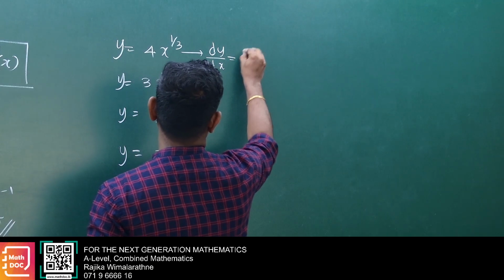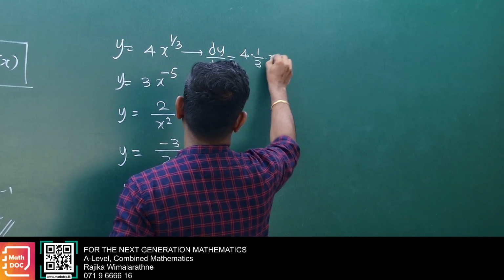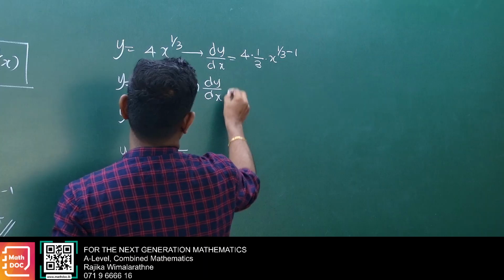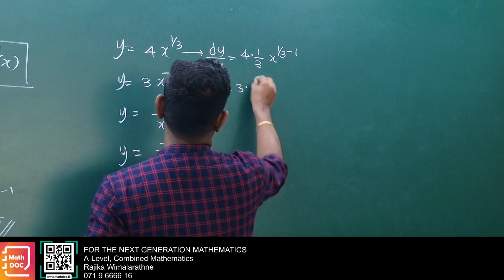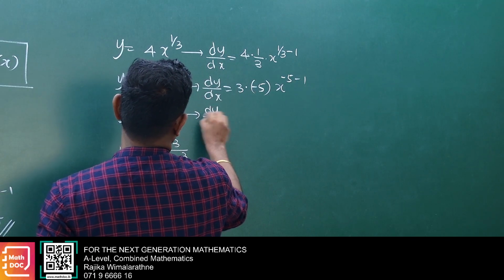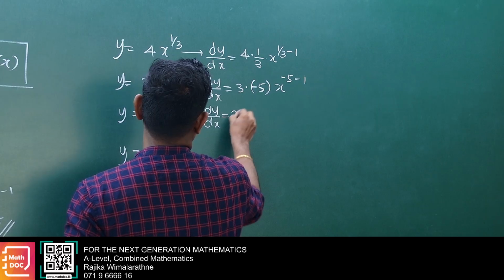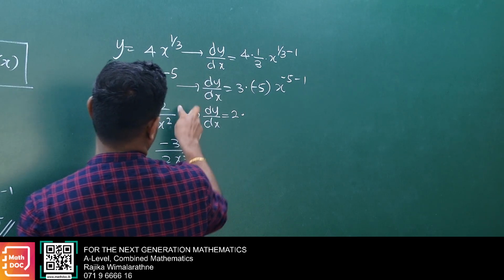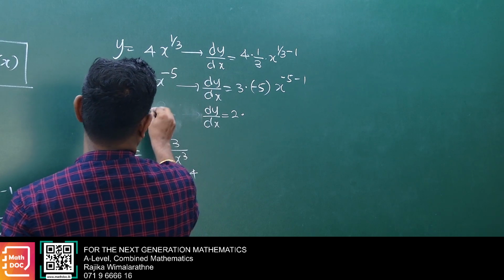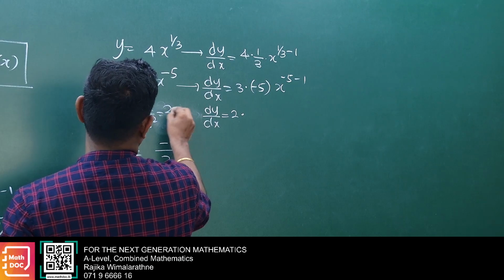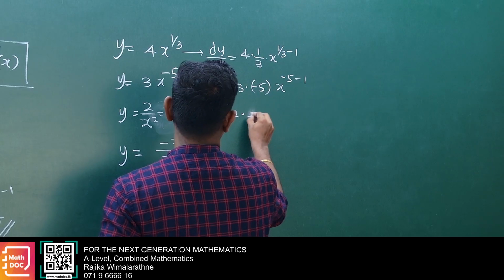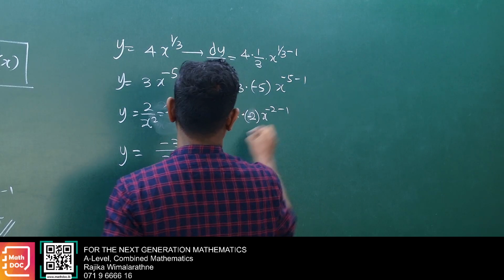dy by dx is 4 into 1/3 x to the power 1/3 minus 1. dy by dx is 3 into minus 5 x to the power minus 5 minus 1. You can simplify. Here, dy by dx, 2 times x to the power minus 2, right? Upstairs take x to the power minus 2. Here first you better write 2 of x square, 2 times x to the power minus 2, then differentiate: minus 2 x to the power minus 2 minus 1.